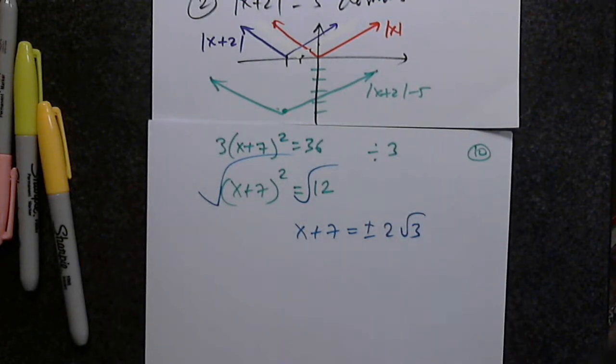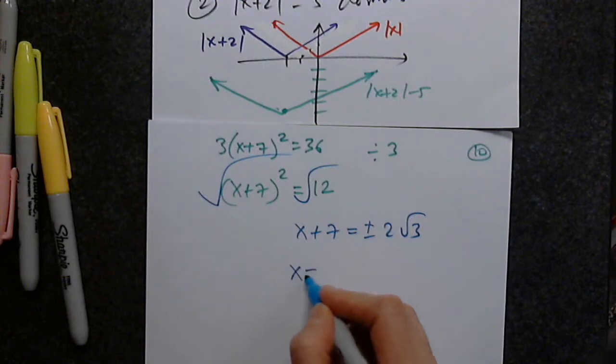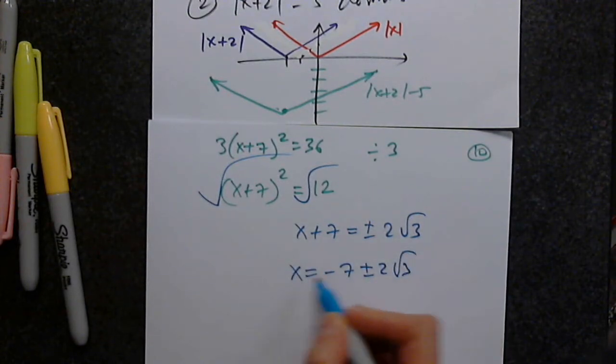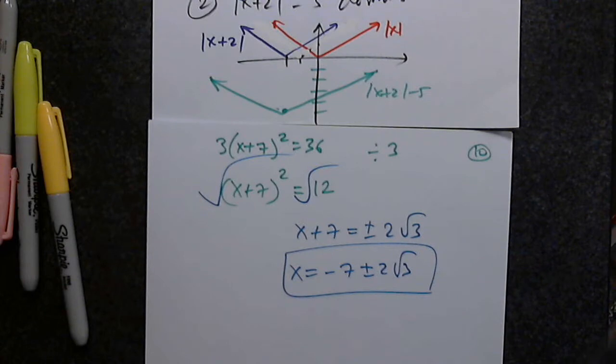We discussed the square root of 12 a few minutes ago. So this is x equals negative 7 plus or minus 2 the square root of 3. You do not have to separate it, and you do not have to simplify any further because you can't. So this is it. That's all we need.